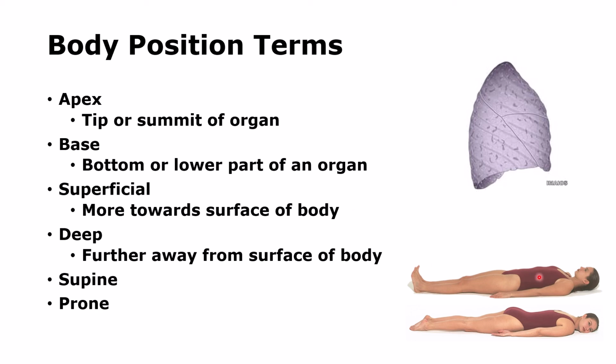Supine, this is the supine position. It means the patient is lying on her back. The arms are to the side. The legs can be straight or bent, depending on the position. That does not really matter, but they should be parallel to each other. And prone is when the patient is on her stomach. Again, the arms are to the sides, and the lower extremities are parallel.